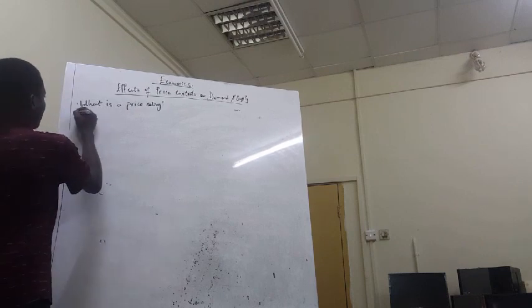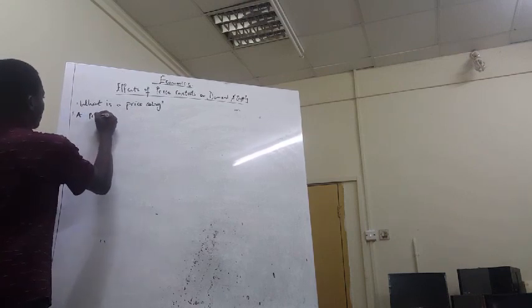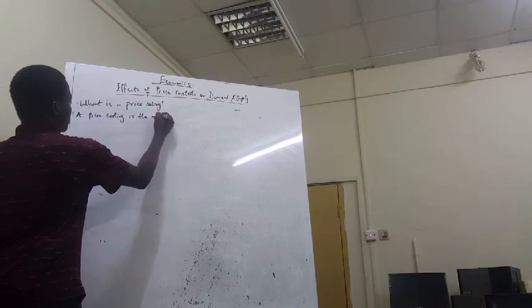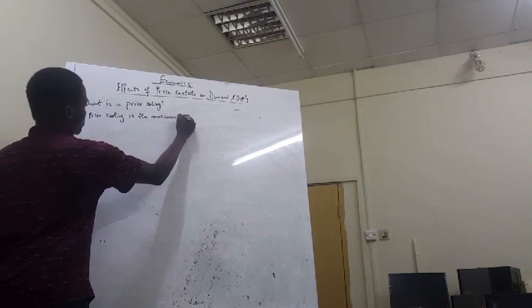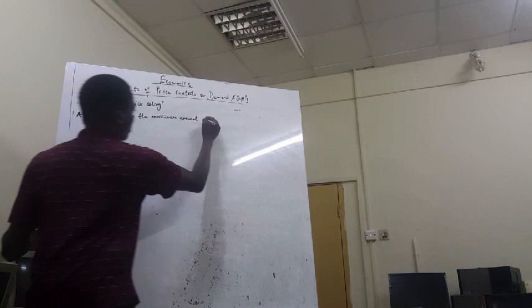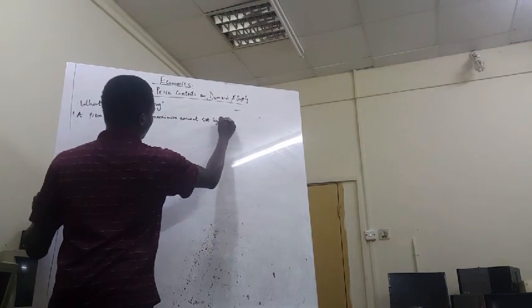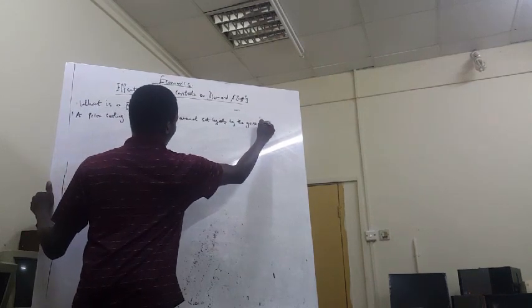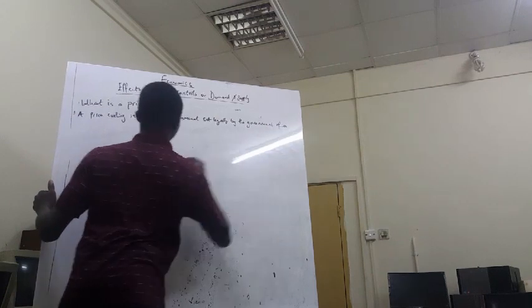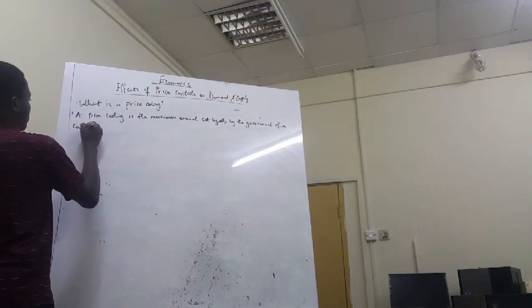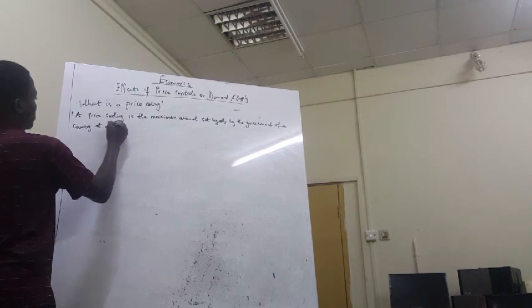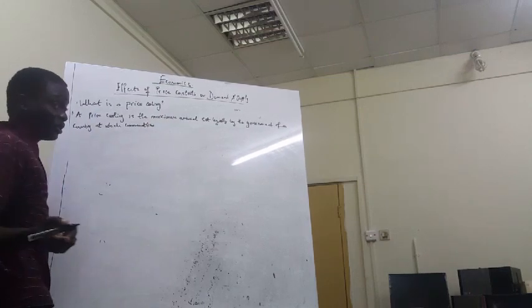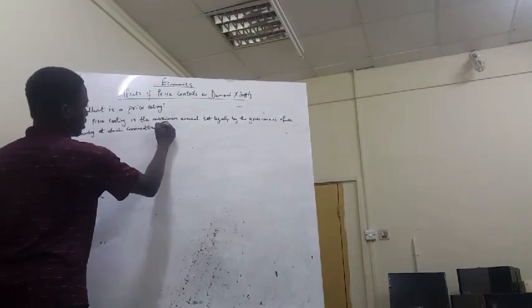So a price ceiling is the maximum amount set legally by the government of a country at which commodities or a commodity must be sold.